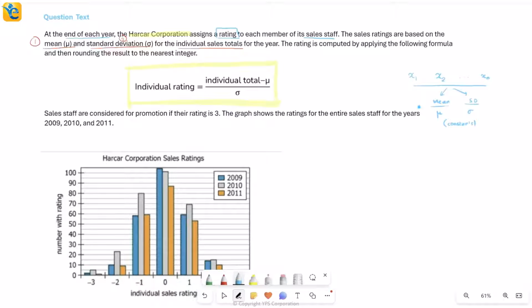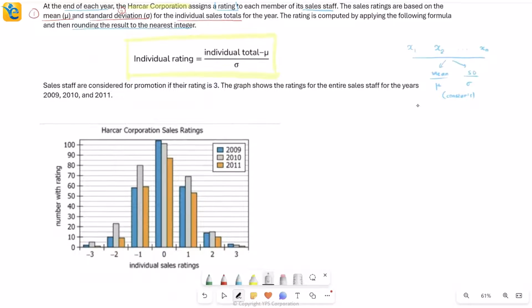Another thing they tell us is that if you don't get an integer result, then you will round off this rating to the nearest integer. So this is something which I can see here in the graph as well. Look how individual sales ratings are put here on the x-axis. And since these have to be integers, I'm going to see this as a rating of -3, a rating of -2, all the way till a rating of 3.